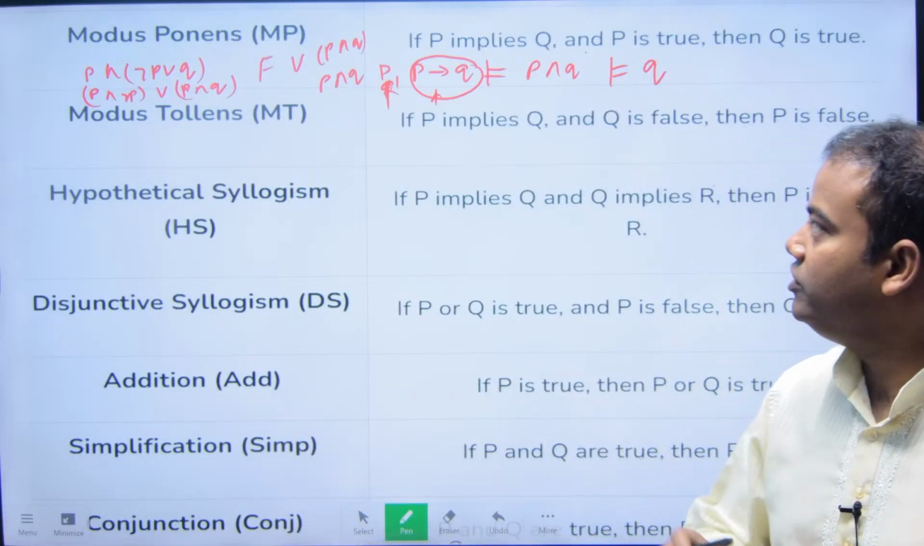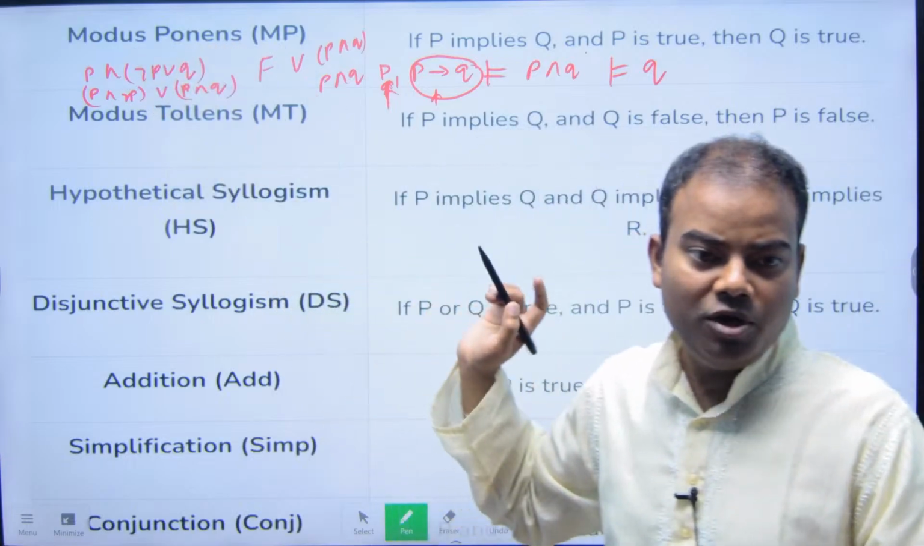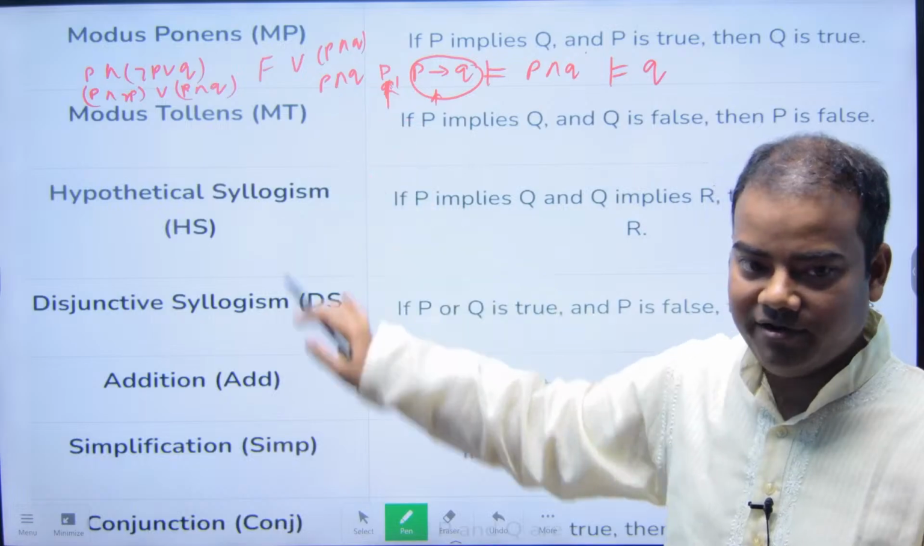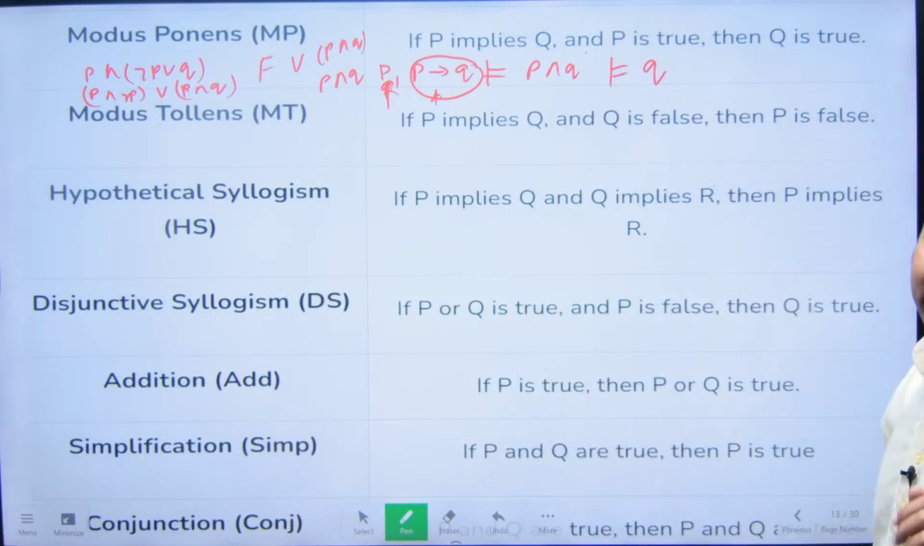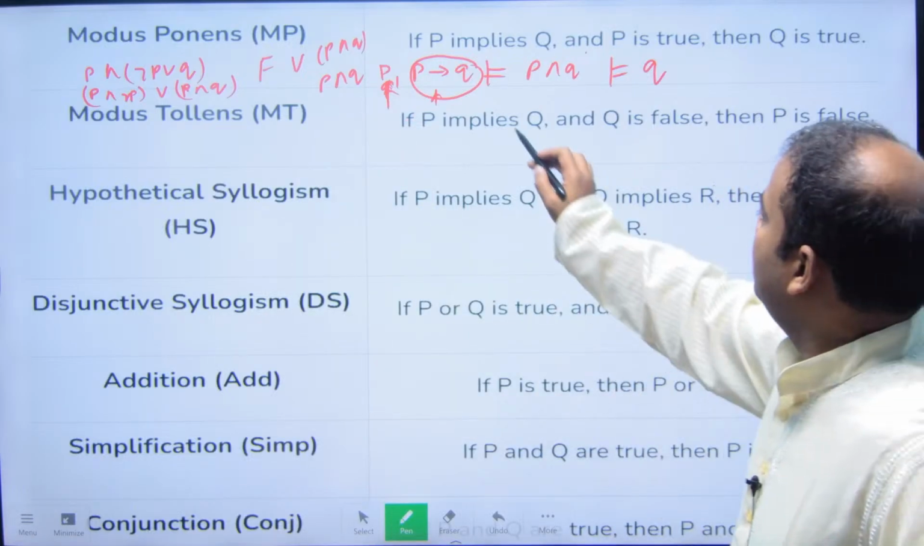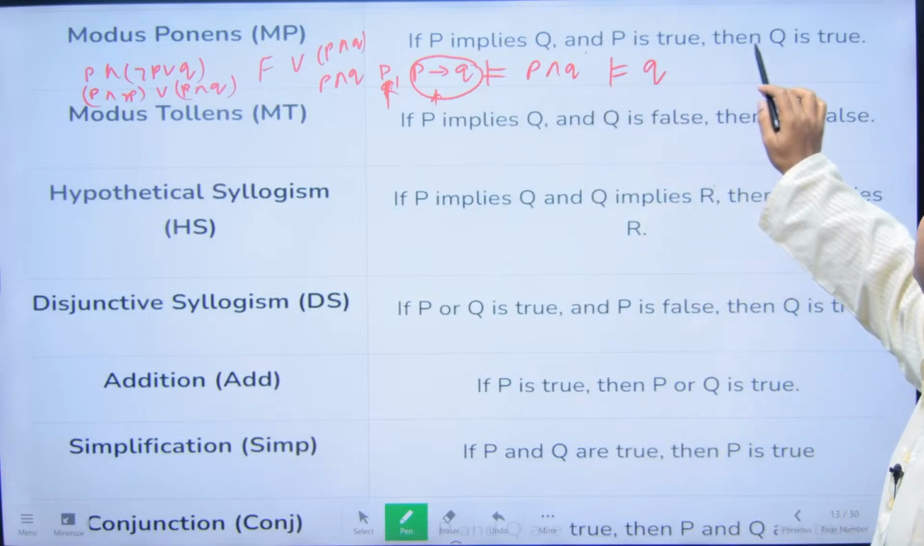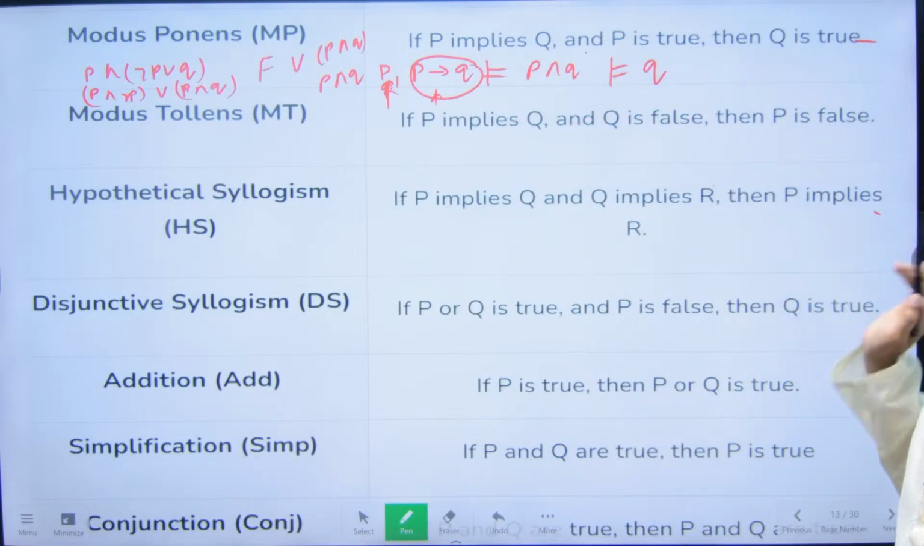So this is which logic? Modus ponens. Most popular inference. These are all inference, or you can say mathematical logic. If P implies Q and P is true, then Q is true. So this is the mathematical way.